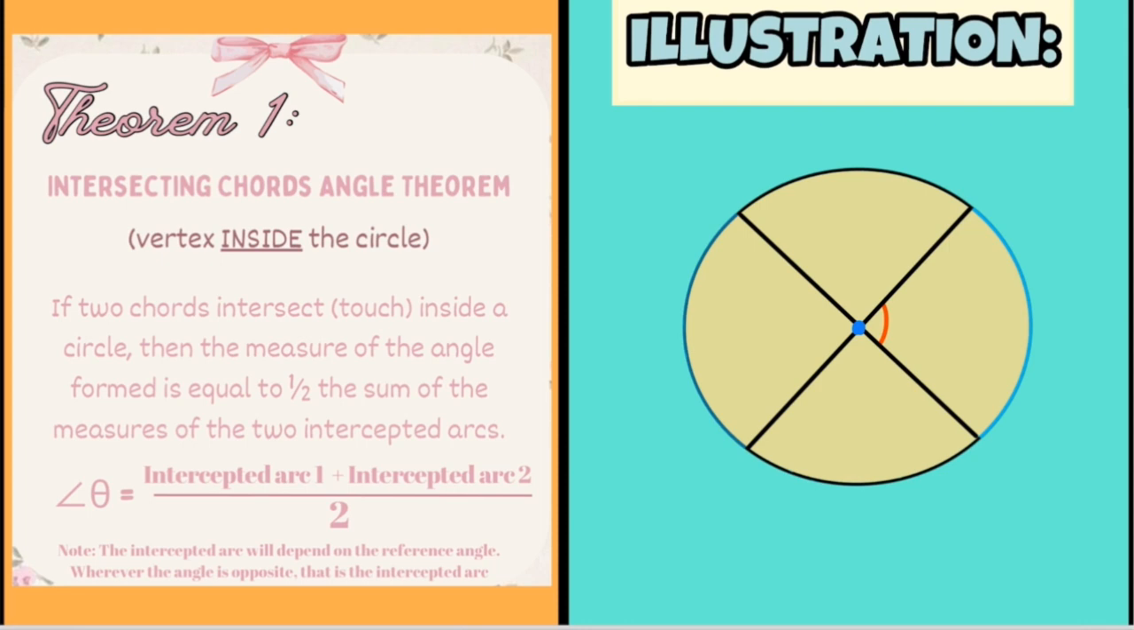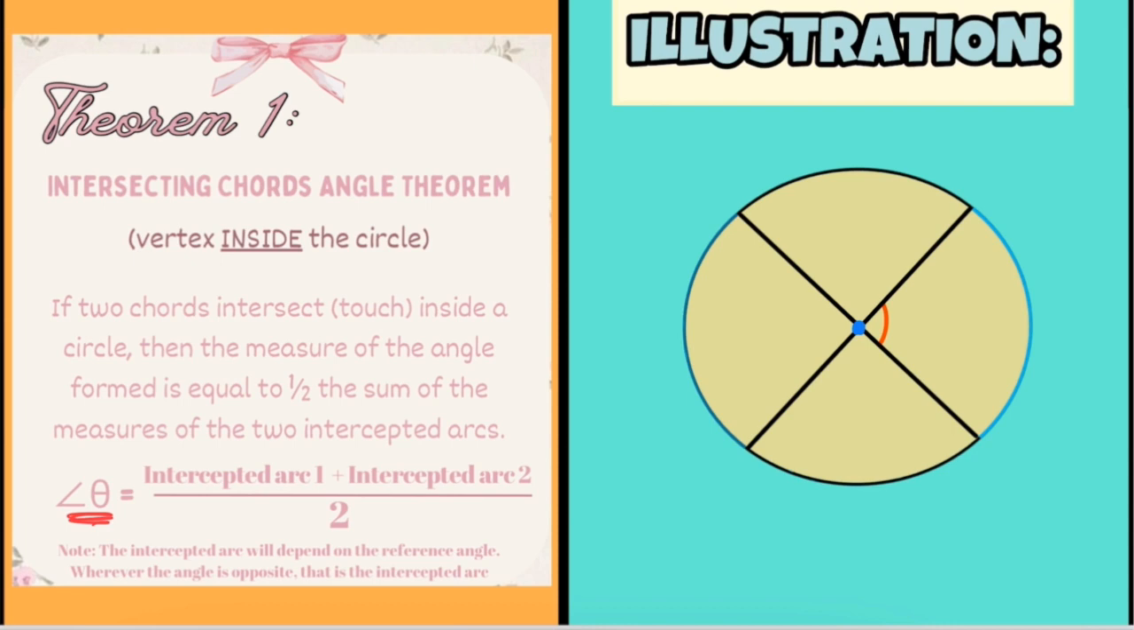That's the vertex. So basically, the first theorem states that if two chords intersect inside the circle, then the measure of the angle formed is equal to 1/2 of the sum of the measures of the two intercepted arcs. Now, to clarify this, first off, it's important that you take note of what our reference angle is. Hence the symbol here, the theta symbol. So you have to take note of our reference angle. On the illustration on the right, I use the red marking for the angle that was formed by those two intersecting chords.